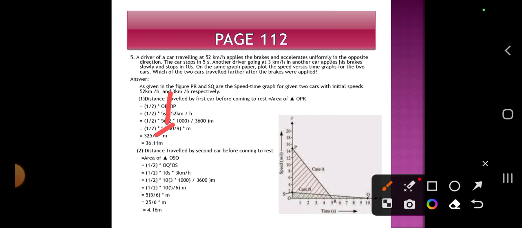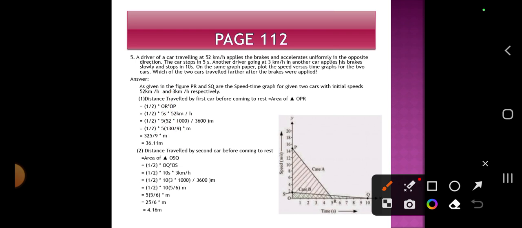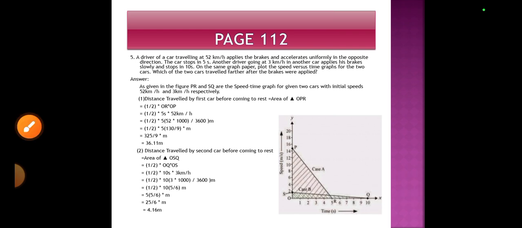So again we have the same thing, 1 half OQ, which is base, and height, which is OS. OQ is given, that is O to Q 10 seconds. And height, that is speed, that is 3 kilometer per hour, which is also given to us. So this is the way we can calculate in the same way. If you know the area of the triangle, you can calculate this question's answer easily. Move on to the next question.